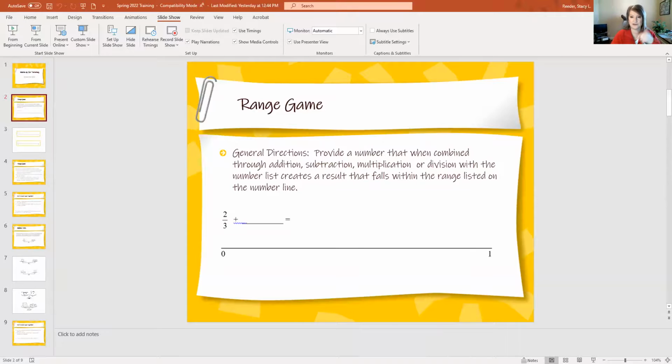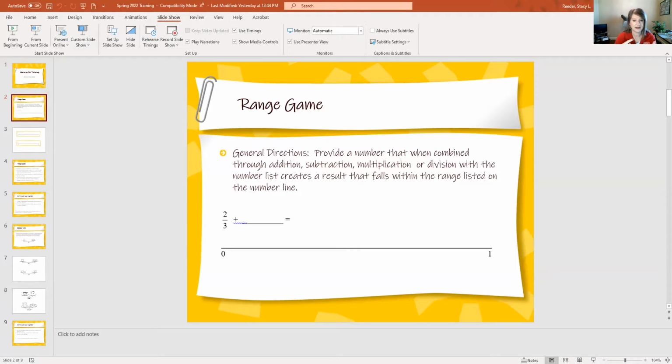Walk you through this, then we'll do a couple together. I'll flip over and try to use my iPad, so you get to watch me flip in and out of different modalities here this morning. So the range game works like this. In general, you provide a number that when combined through addition, subtraction, multiplication, or division, with the number list creates a result that falls within the range listed on the number line.